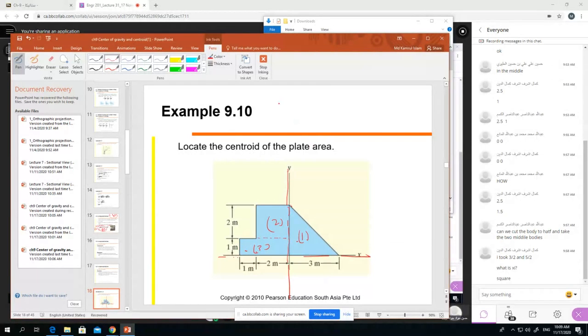Okay, then what will our x bar be? Now our formula, we just learned it, right? A1, A2, A3. We have three areas. So A1, A2, and A3 will multiply by x1, x2, and x3. So this is our formula, right? So if we want to calculate, first we calculate A1, right? Area 1. So how much is area 1? We calculate the area.